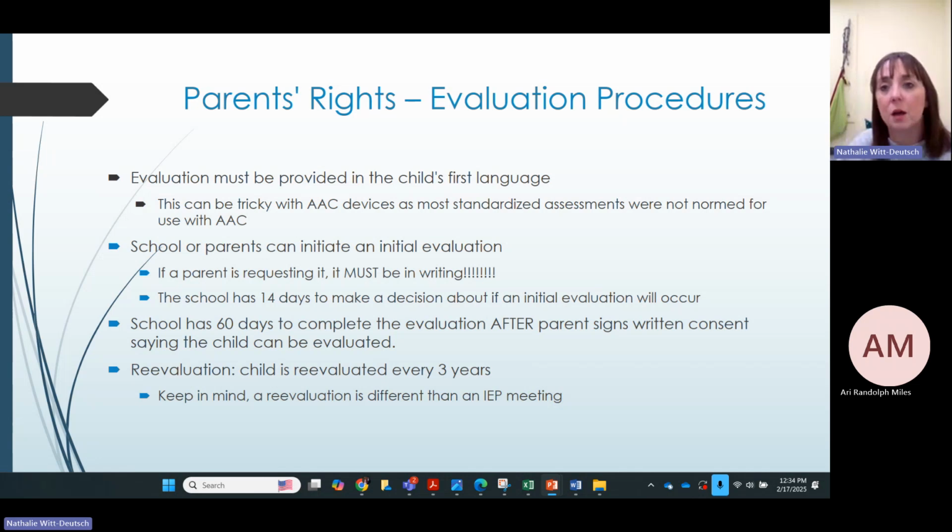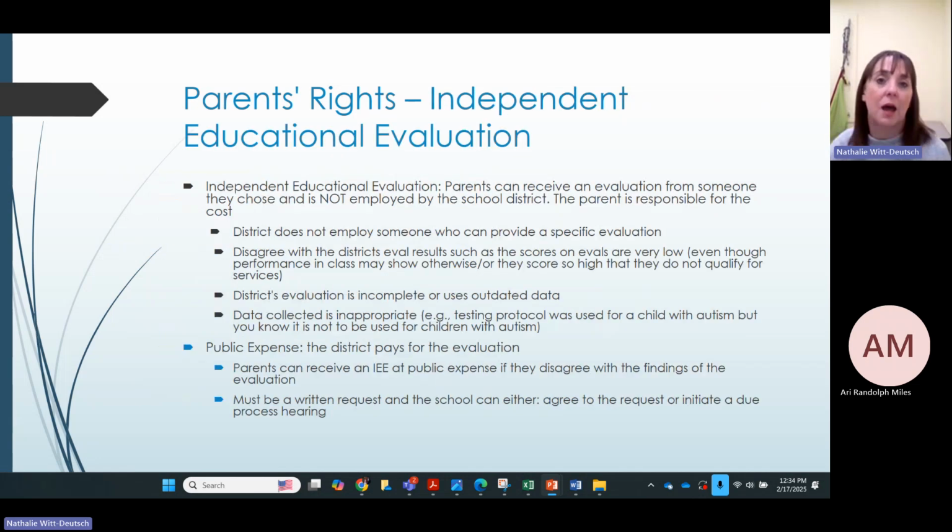You can request to have an independent educational evaluation. So this means that you can receive an evaluation from someone that you choose and who is not employed by the school district. And the parent is responsible for that cost. The district will not pay for it. Sometimes they may pay for it, when you do it at public expense, the district will pay for the evaluation, but mostly up front, parents may be responsible for the costs of an IEE. The district does not employ someone.